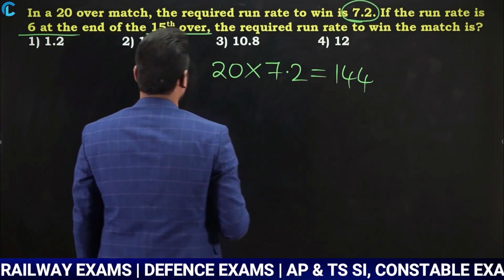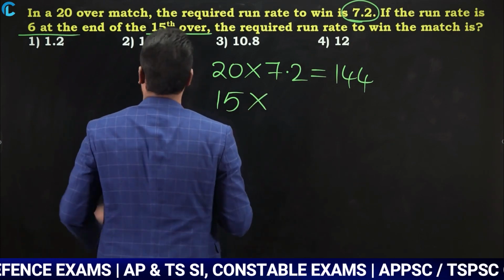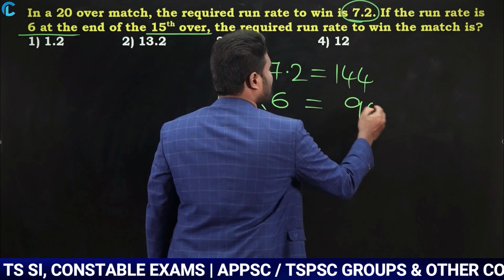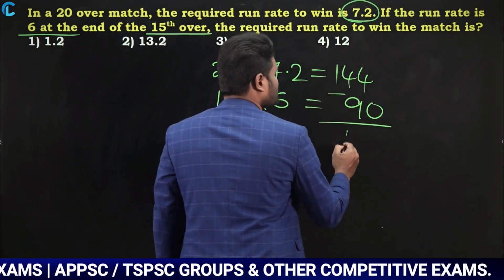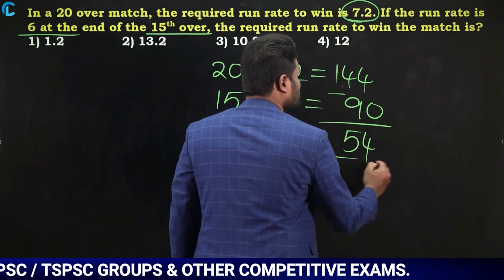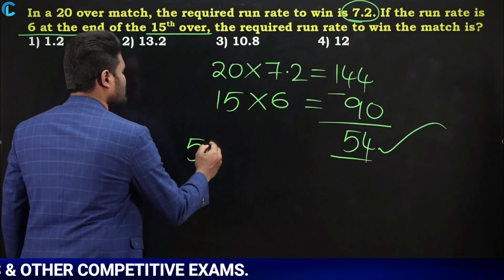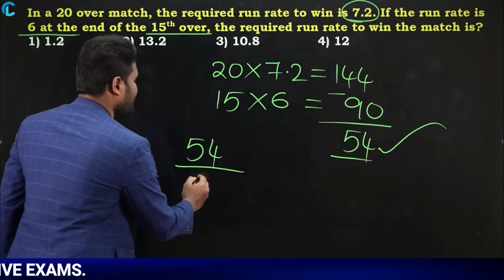Now total runs scored is 144. Out of this 144, it is said that already 15 overs were completed and the run rate is 6, which means the runs scored is 90 runs. Out of 144, 90 runs was already scored, which means they need to score 54 more runs. Now these 54 more runs should be completed in how many overs? In 5 overs.